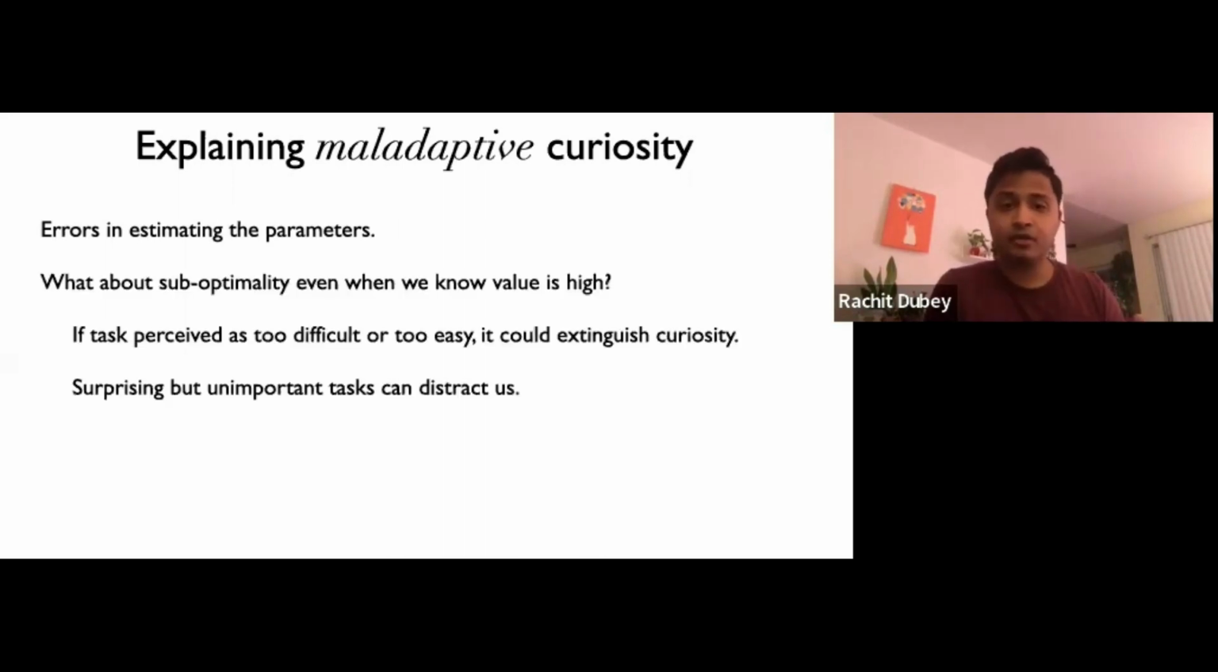We can also think about cases when people do not become curious about things, even when they know the value is very high. For example, imagine that someone is studying for a test. The test is going to be very, very important for them, but still they're not very curious about it. Now, if somebody perceives that test or studying for that test to be too difficult or too easy, then that can extinguish curiosity very quickly. And sometimes other tasks that induce an information gap or are surprising to us can distract us from the seemingly important task. For example, while studying for a test, we may be distracted by watching cute cat videos or dog videos.